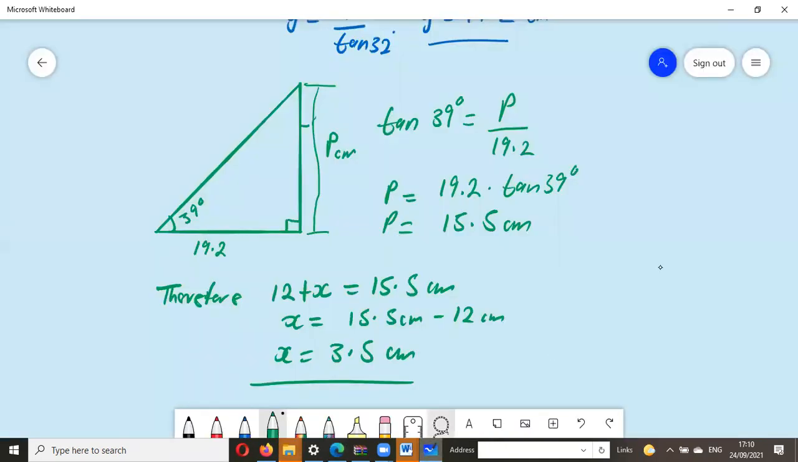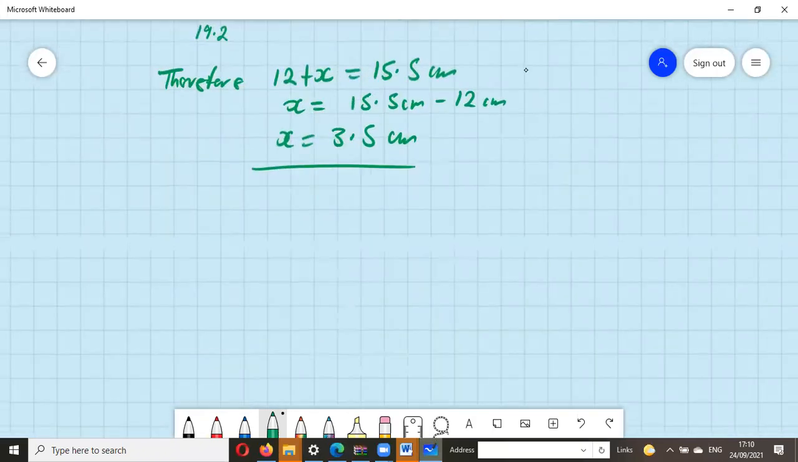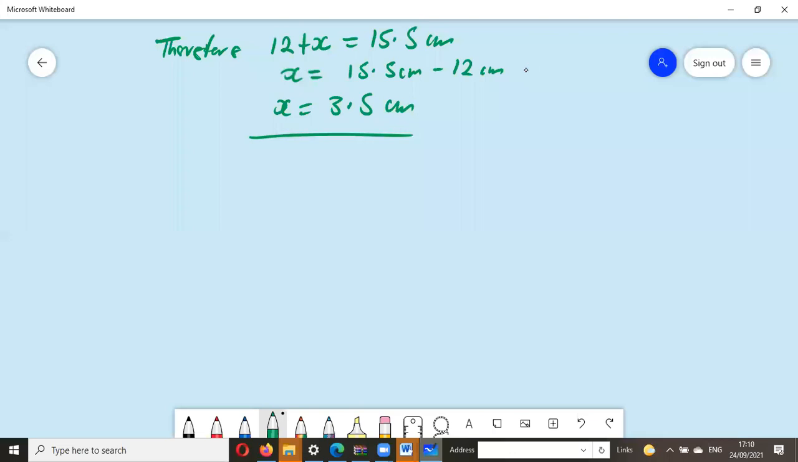So we're looking at applications of trigonometrical functions. So application of the functions. So we're looking at applications of the trig functions.